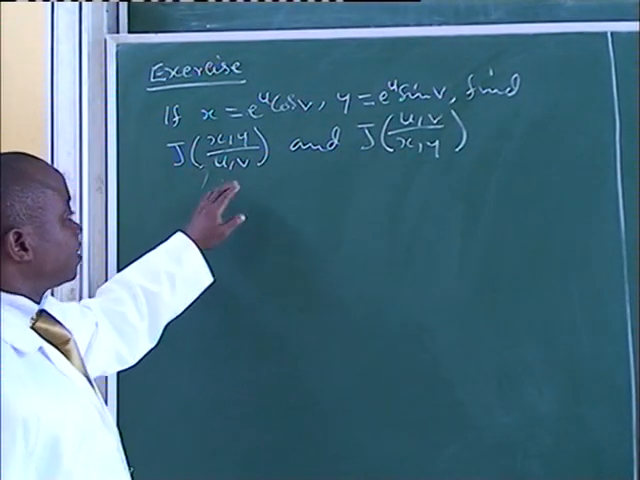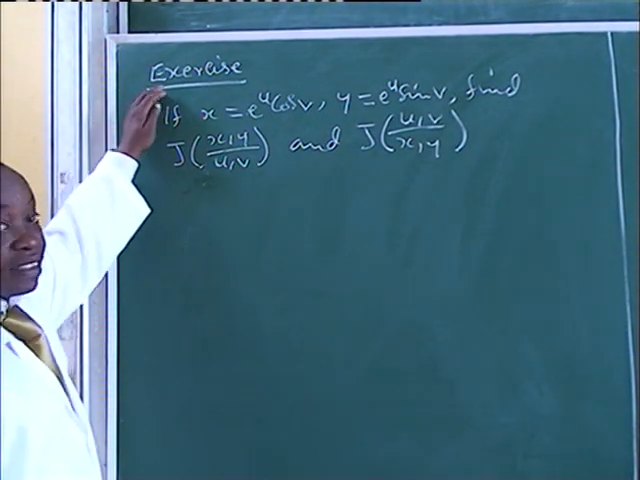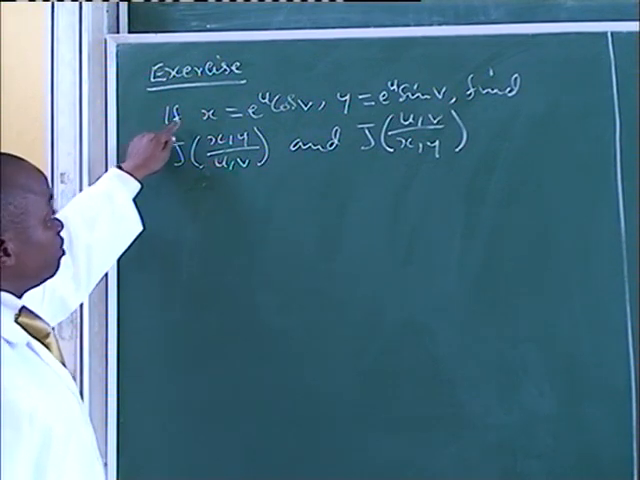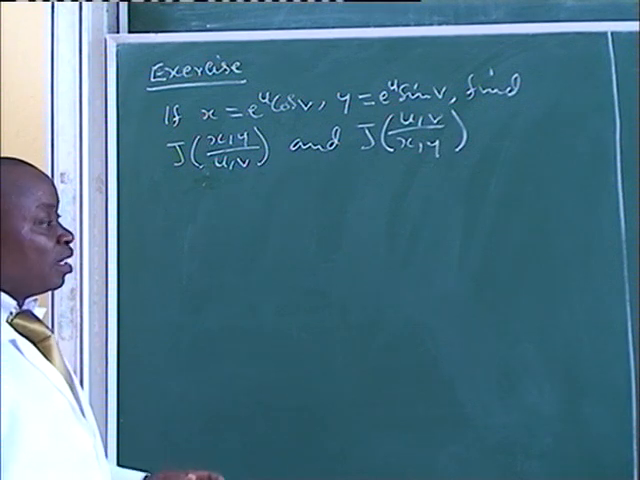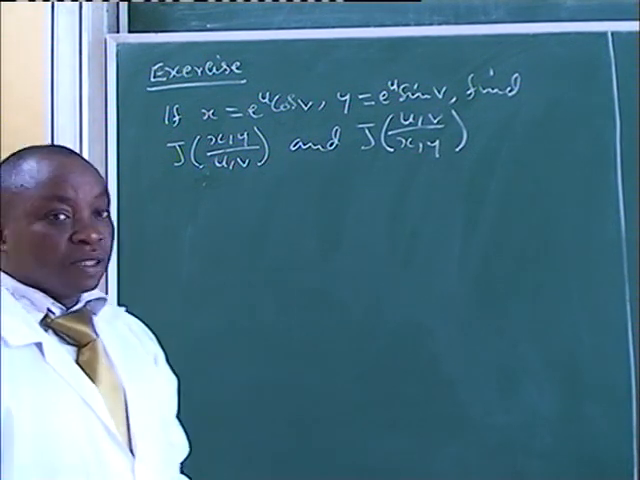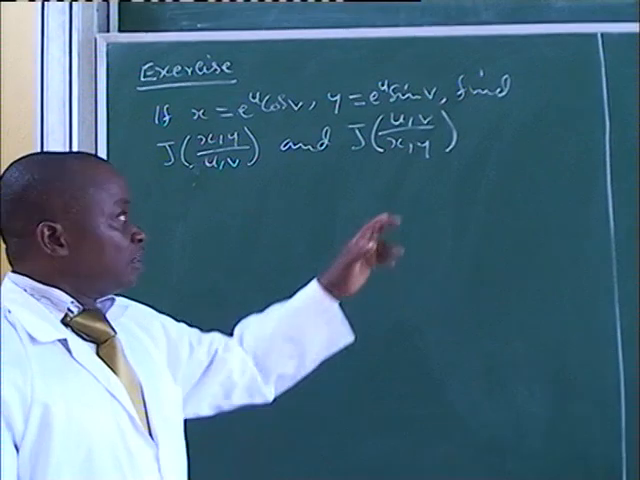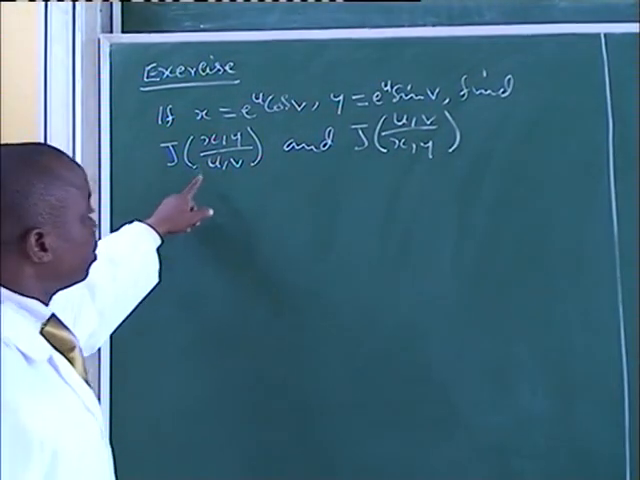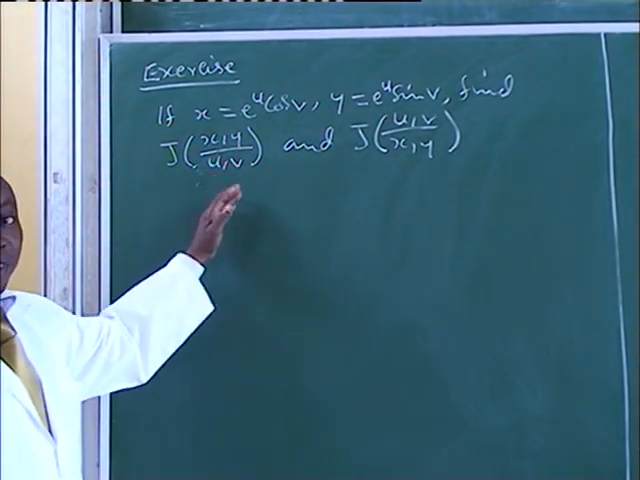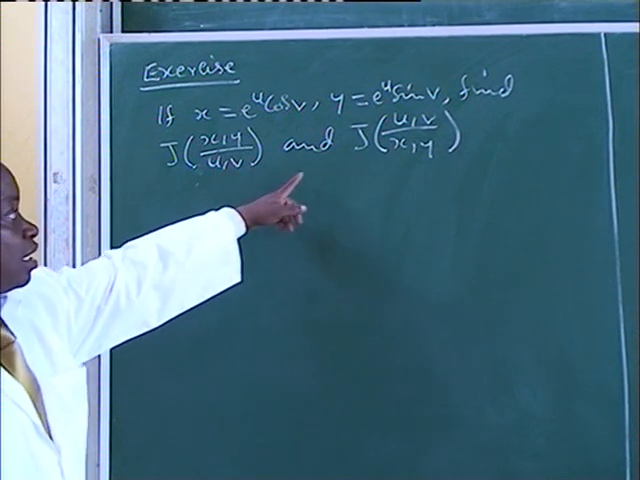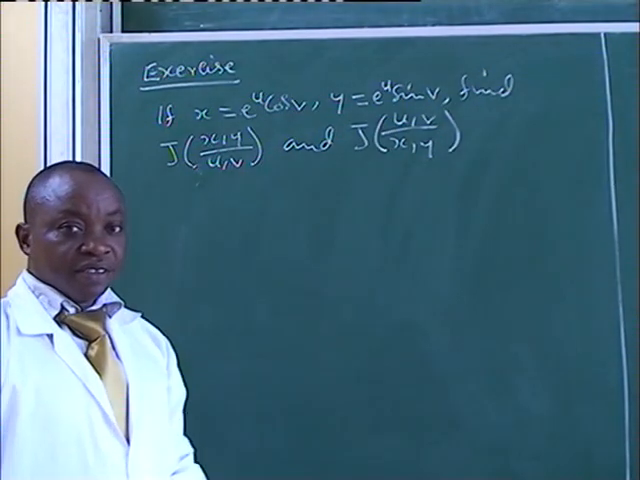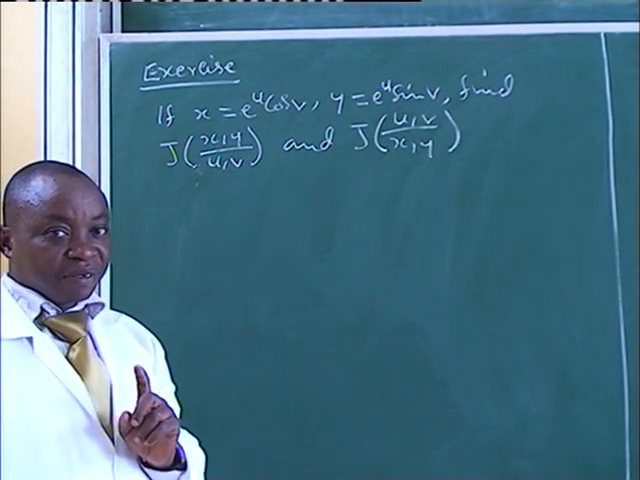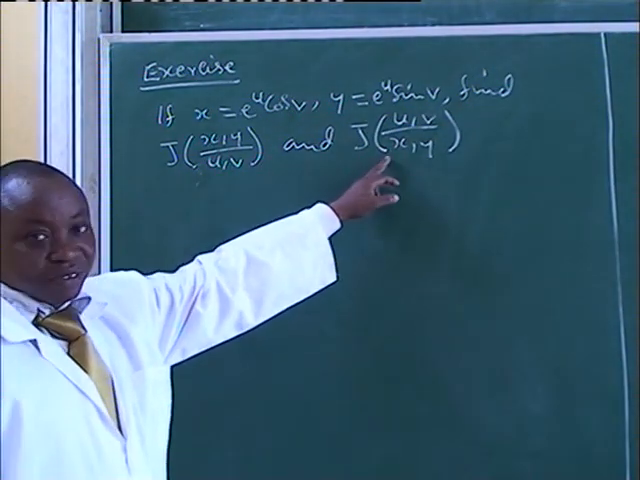So we are looking at this exercise. We take this as an exercise. If x is equal to e^u cos v and y is equal to e^u sin v, find the Jacobian of x, y with respect to uv and the Jacobian of uv with respect to xy. Now remember the properties of the Jacobian, so it will help you to solve this.